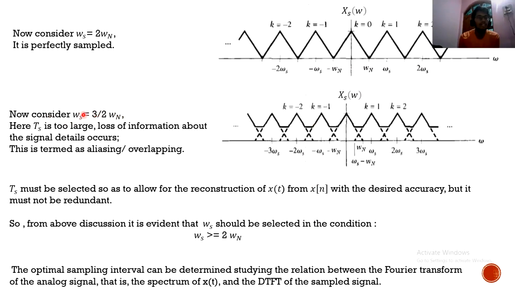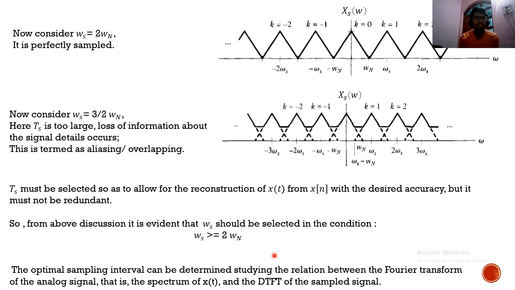Now if we decrease omega s, Ts will increase and it will lead to loss of information about the signal details, which leads to overlap. We will discuss this further. Here we are seeing omega s less than 2 omega n, which leads to overlapping, and this overlapping destroys the reconstruction of x(t) from x(nTs). Okay, we can't reconstruct our signal if it leads to overlapping. So one important condition we must remember is that omega s should be greater than 2 omega n.